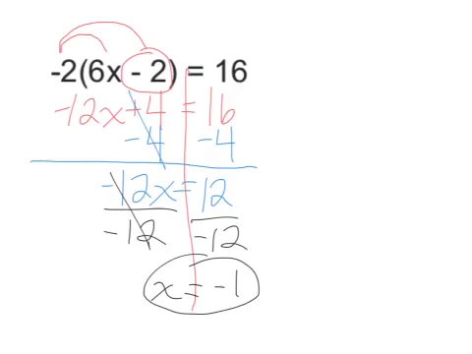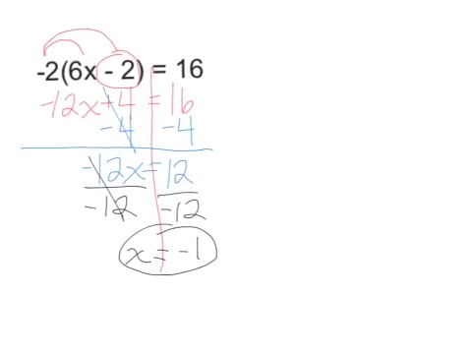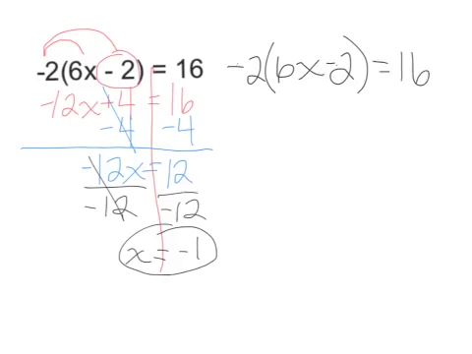And lastly, I'm going to check my answer. I'm going to rewrite the problem. Negative 2, 6x minus 2 equals 16. And then I'm going to substitute in that negative 1 where that x is. So negative 2 and 6 times negative 1 minus 2 equals 16.